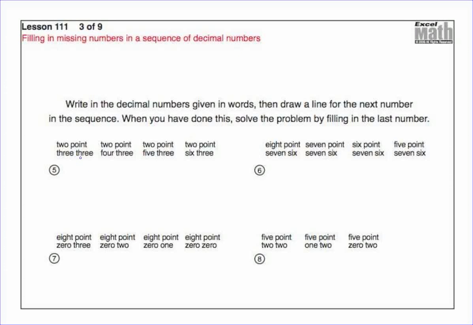Okay, they're going to give you some numbers here with words. I'd like you to pause the video, fill these in on your paper from looking at these words. After you've got them filled in, solve the problems, and then turn the video back on.